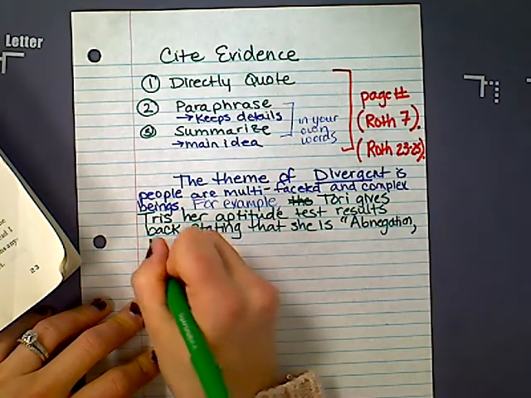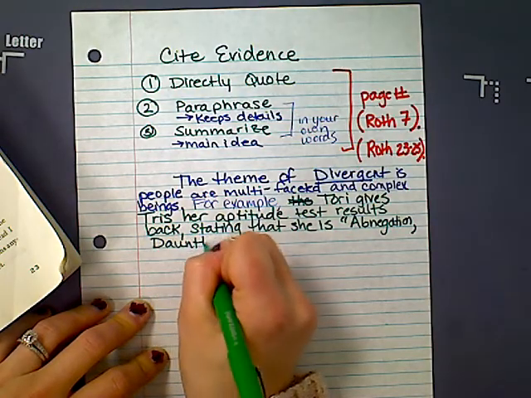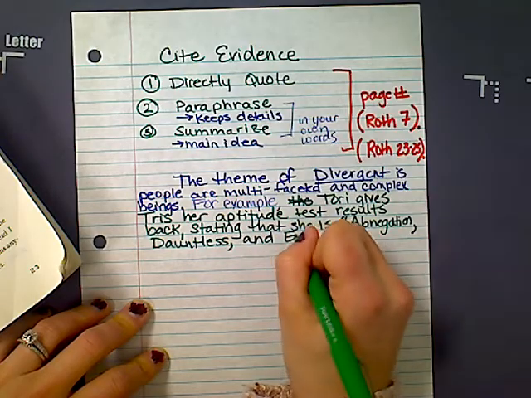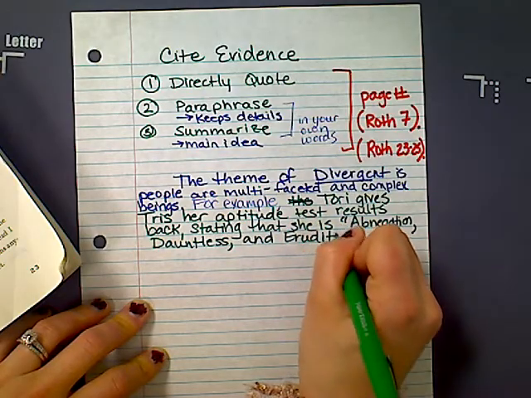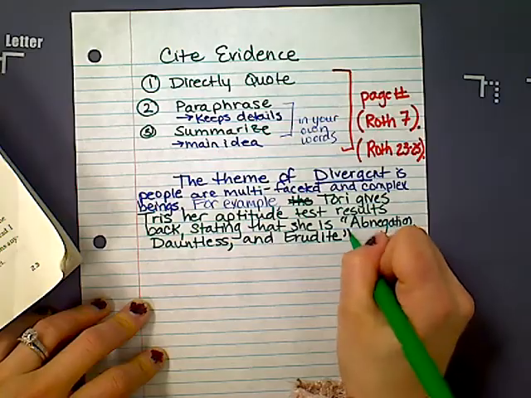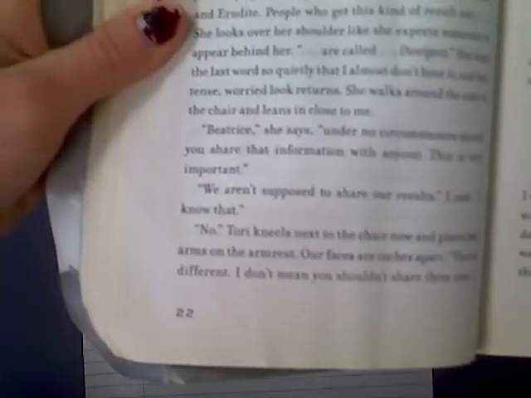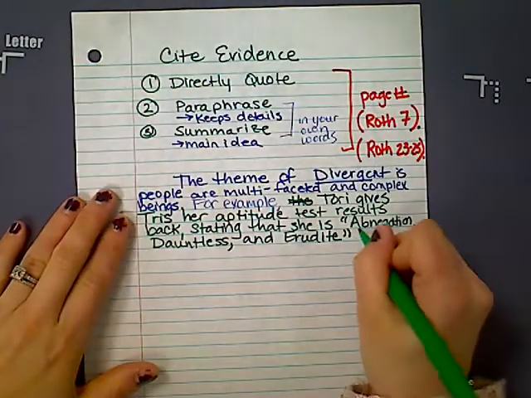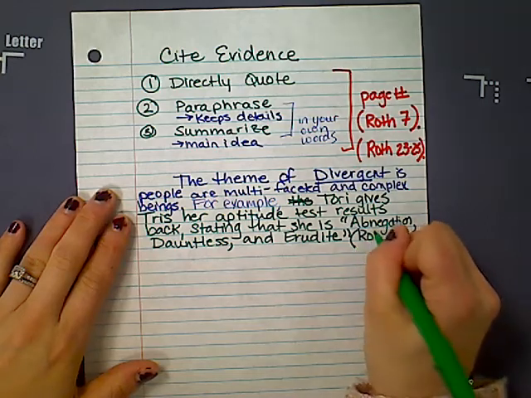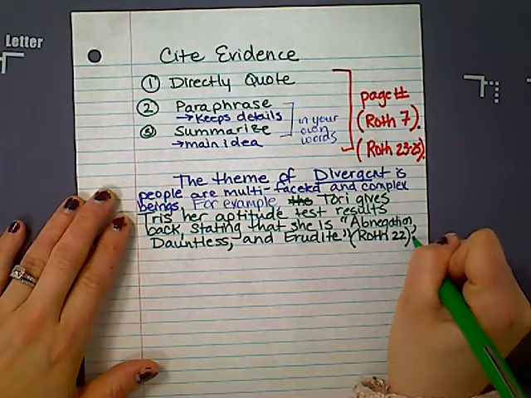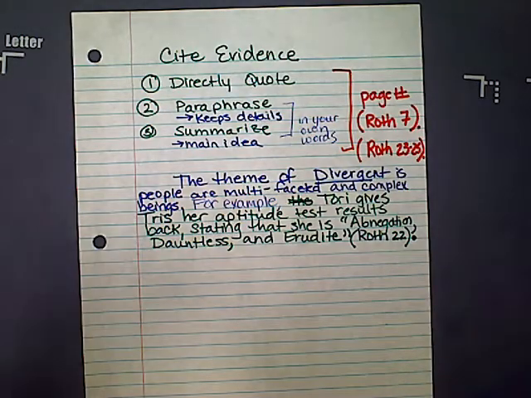comma, dauntless, comma, and erudite. I pulled that directly from the text. So I'm going to end my quote. This quote was found on page 22, and Veronica Roth is my author. So in parentheses, I'm going to put Roth, the author's last name, and then the page number 22, inside my parentheses, and end with a period.